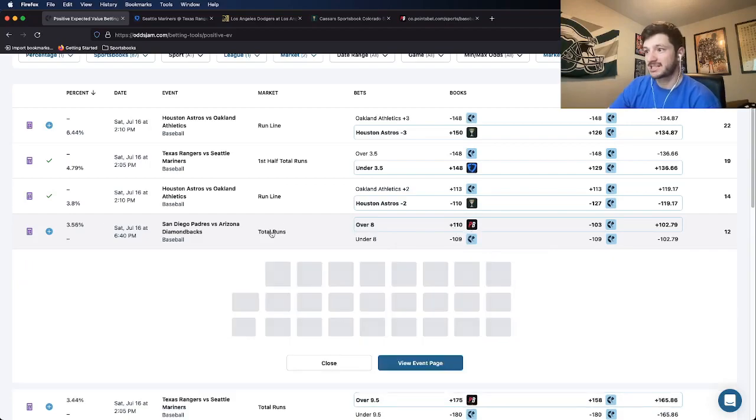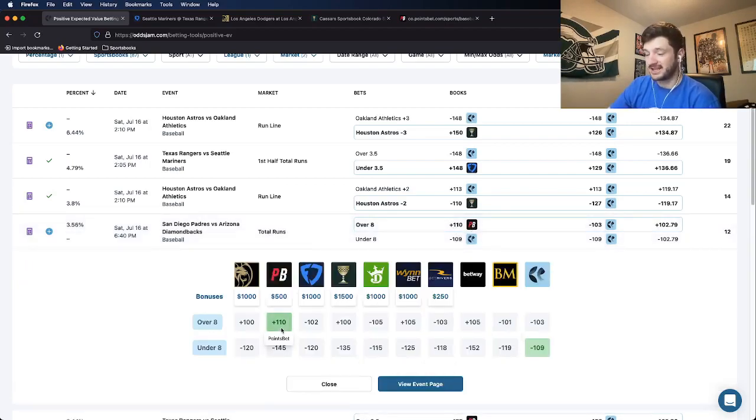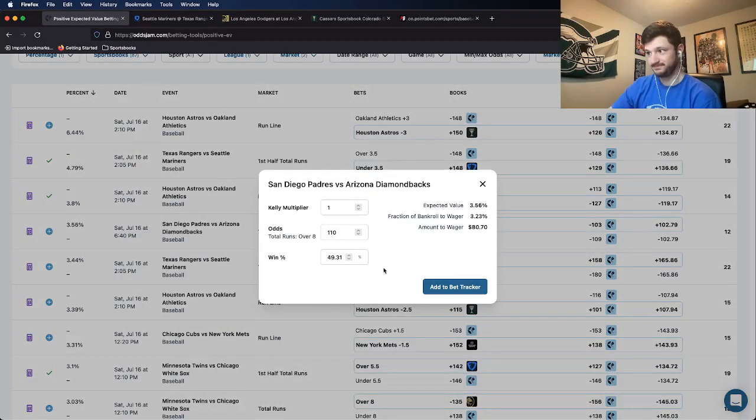But this is one that I actually like a lot. Plus 110 odds on PointsBet. No other book. I mean, the closest is plus 105 on a couple books, but really the OddsJam line has it at -103. Another really sharp bookmaker has it at -101. So I think this one is a really good play, 3.5% positive expected value. So this will be my last MLB betting play for today, my fifth one.